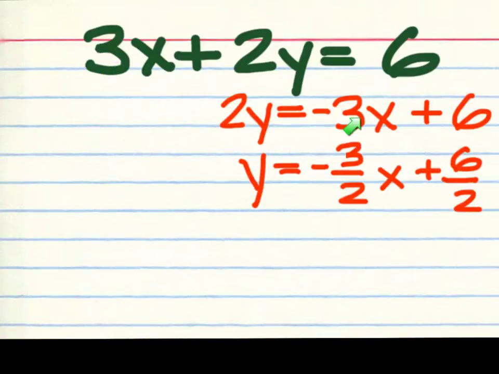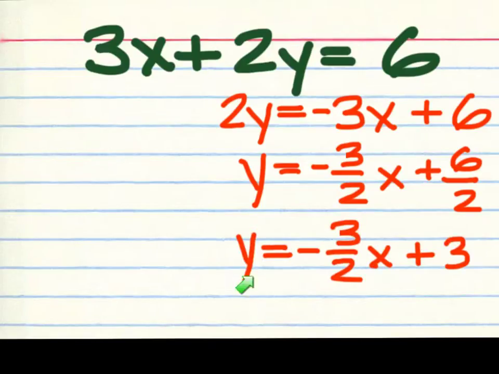Now once you've moved that 3x over to the right and changed the sign, you must divide everything in here by 2, which means that y is by itself now. Divide the negative 3 by 2 and divide the positive 6 by 2. And then lastly, simplify anything that can be reduced, like this 6 over 2. That reduces to 3. Now the negative 3 over 2 can stay that way. That'll be your slope. If you can't reduce it, just leave it as a fraction.